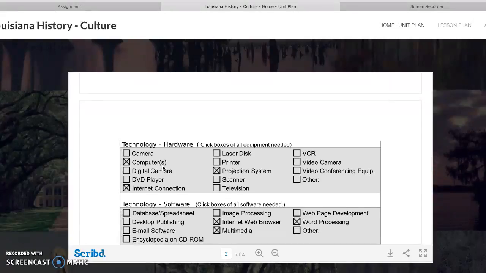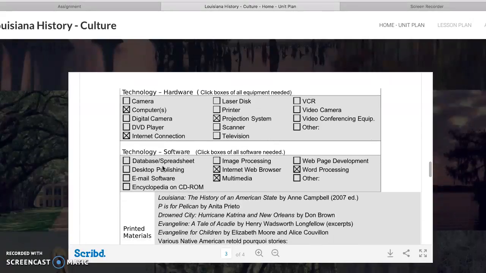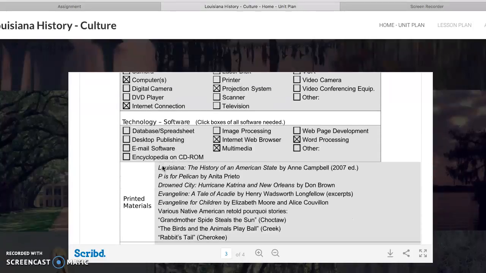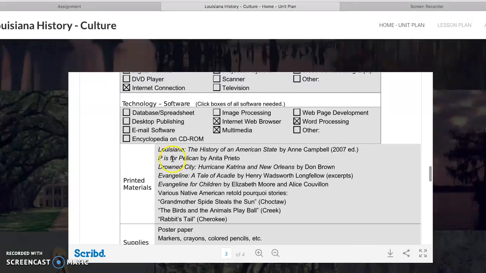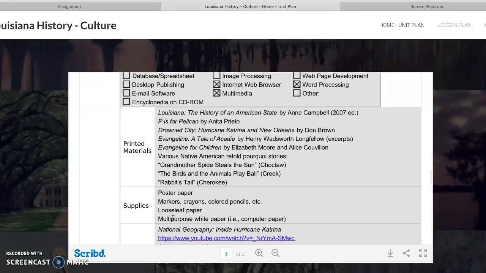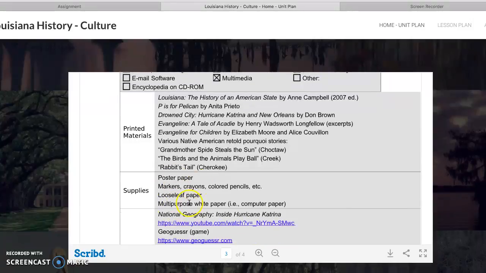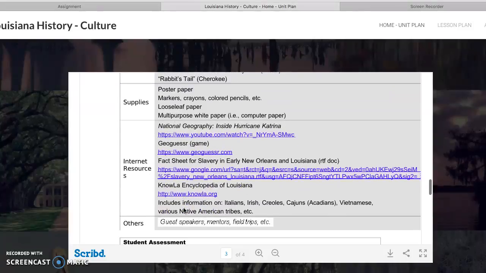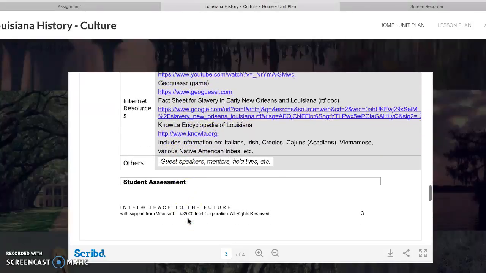Materials: they need computers, internet connections, and a projection system, or I need those. They're going to need internet, a web browser, multimedia, word processing, possibly other things if they want to do other things, and I'll explain that in a second. And then I have all these printed materials that I use for this unit. Supplies are going to be things like this: poster paper, markers, crayons, etc. And then I have a whole bunch of internet resources that I use.